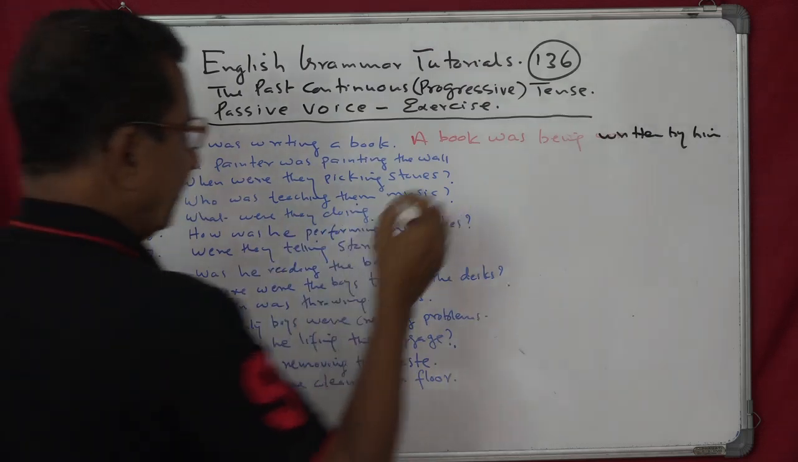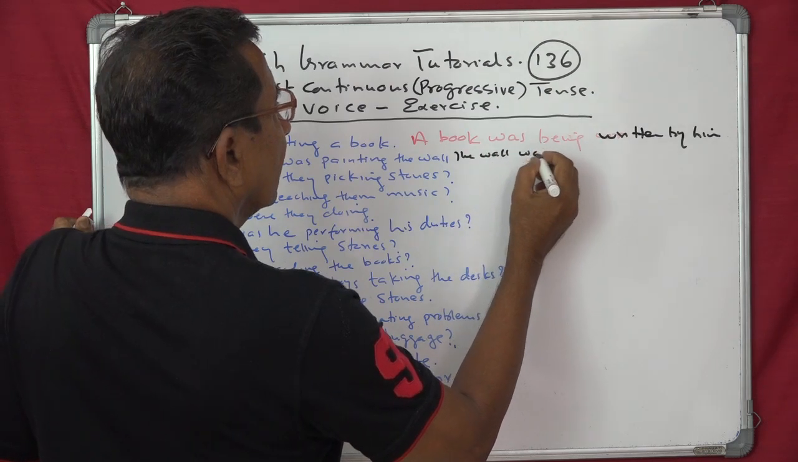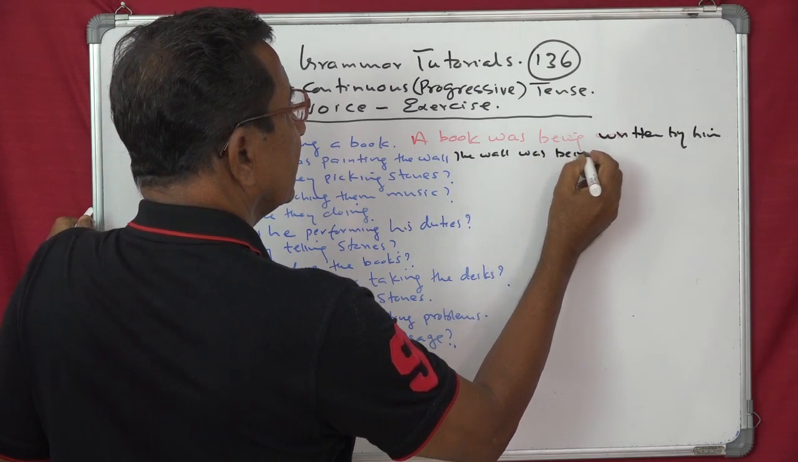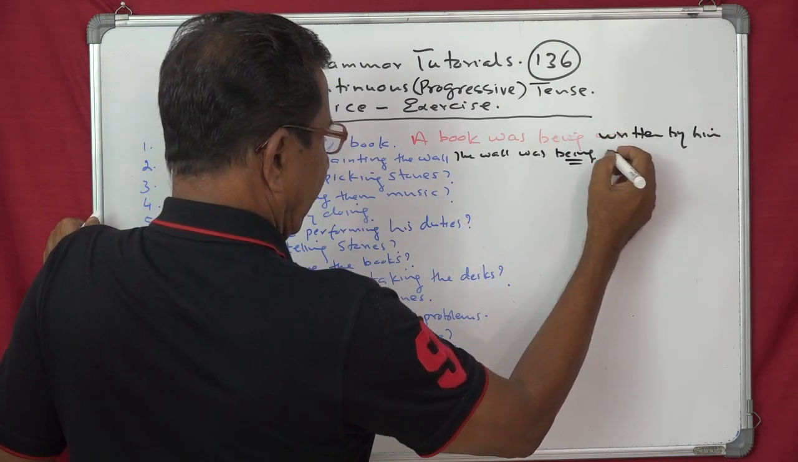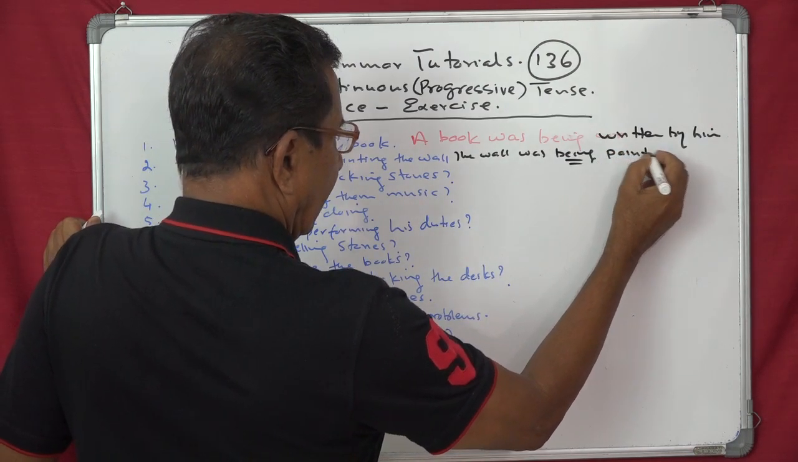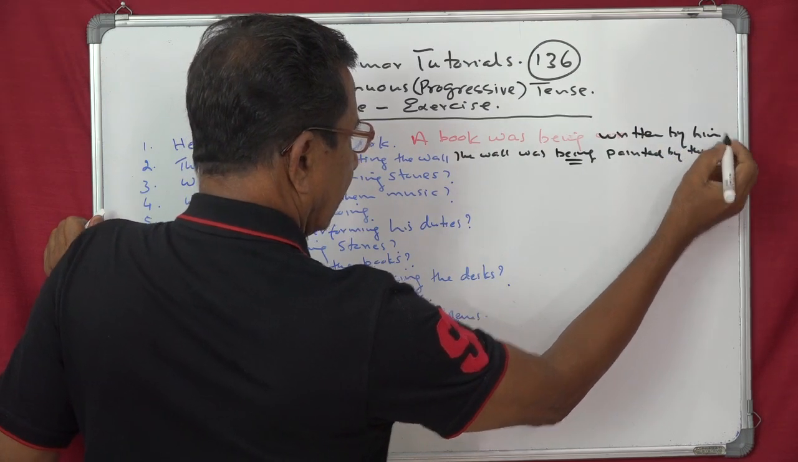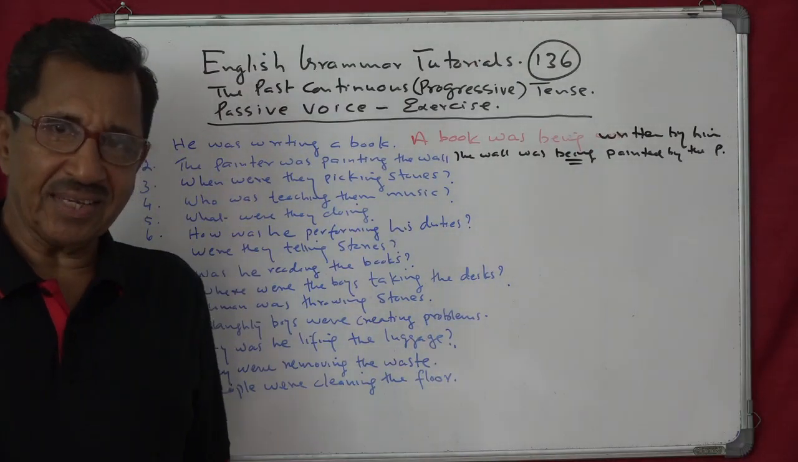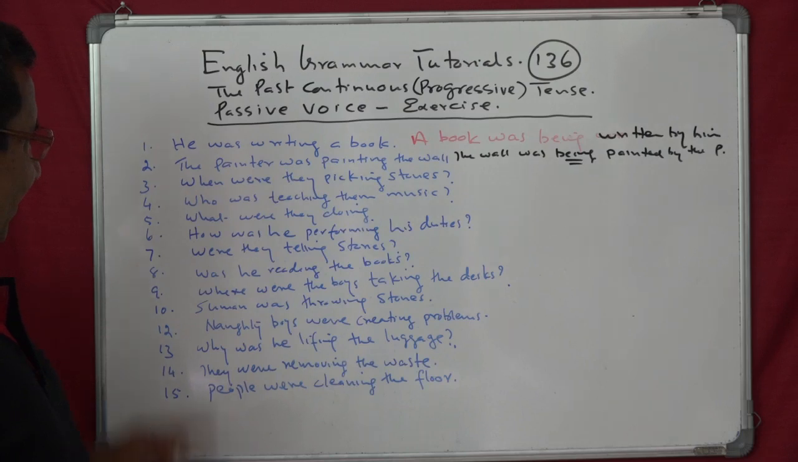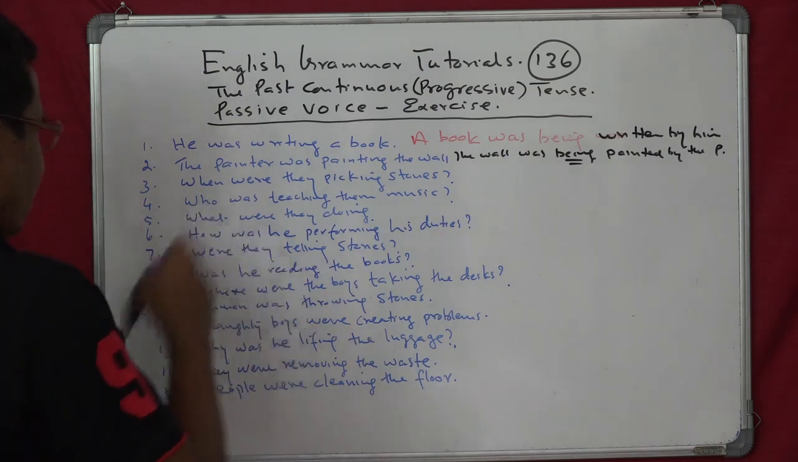Similar. So the wall was being, because this is continuous now, being and then past participle, painted by the painter. Understand? The wall was being painted by the painter. And the third one, when were they picking stones?